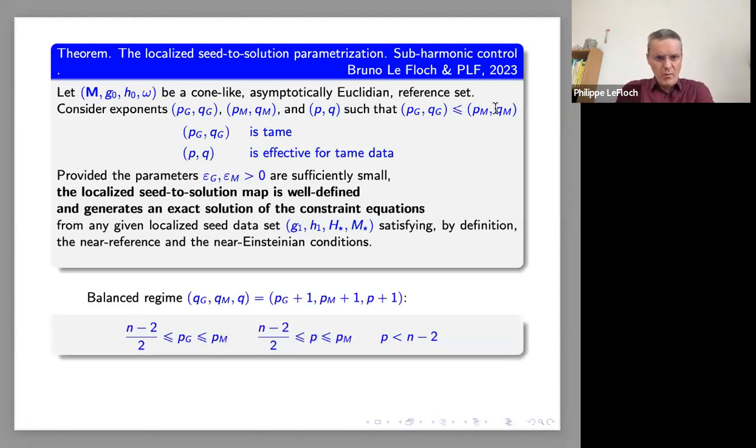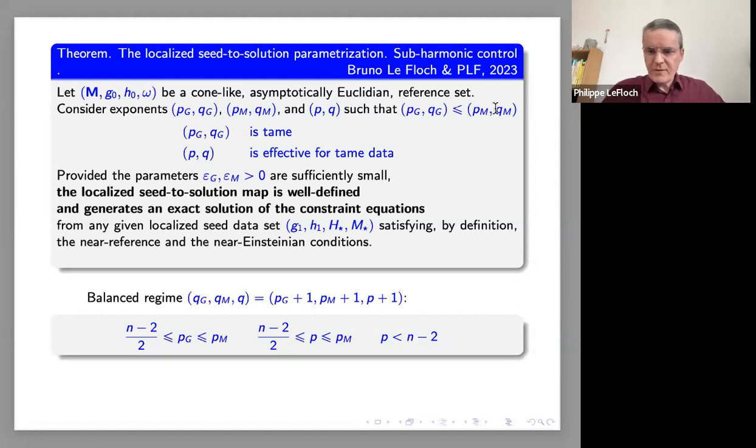And if you look below, you see what I mean by the balance regime, where the Q exponents are simply taken to be the P exponent plus 1. So if you do that for all three of them, you see that this result holds under very natural conditions. I can just repeat myself, but everything here is making clear all the very natural constraints that you would have expected and are written up here.